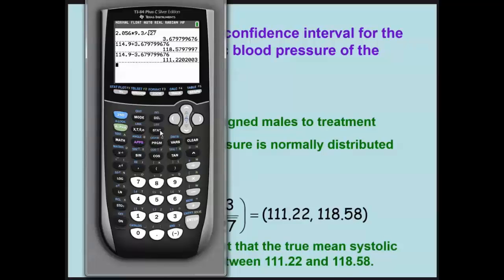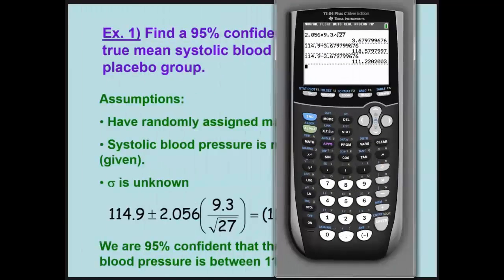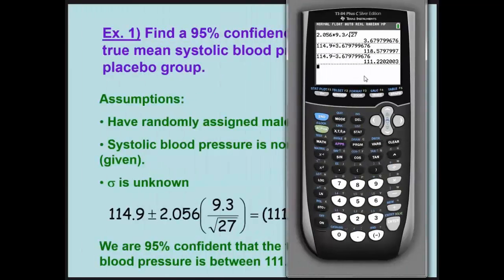Okay. The other way we could go about doing this, and this sort of speeds up not having to type it in step by step, is we can go to our stat menu and go over to tests, and we want a t interval. So we're going to go to 8, at least on mine it's 8. And then it actually gives us two choices here. It says, do you want to input the data, or do you want to type in the statistics of the sample, and then we'll calculate the confidence level from there.